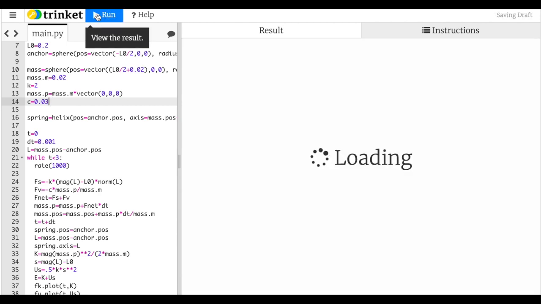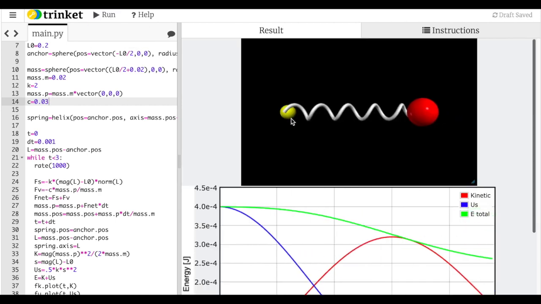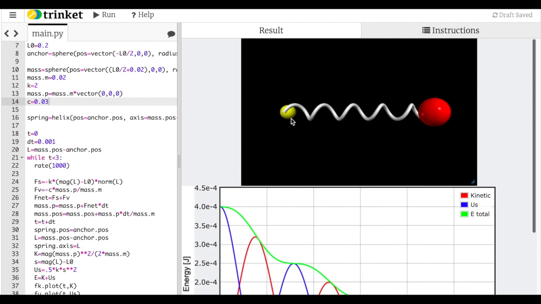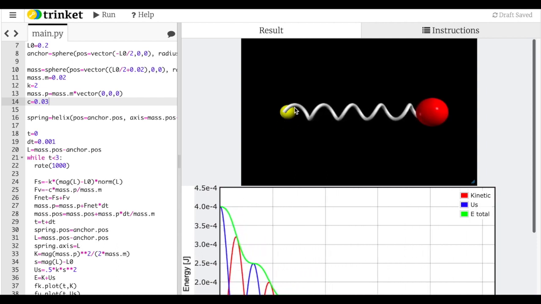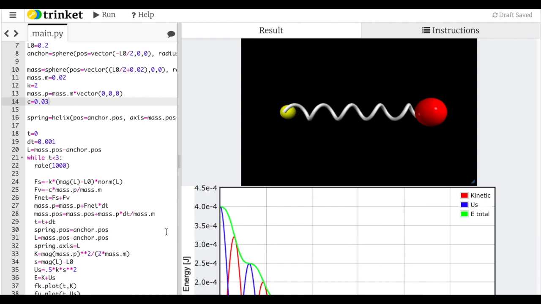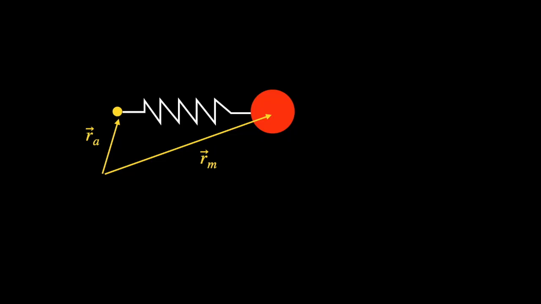Okay, now we get to make it a damped driven oscillator. I want to drive the thing. And I'm going to do that by moving this anchor point. So let's go back and I'm going to show you how to make this work. Okay, so here is the same picture I had before that shows the location of the anchor and the location of the mass. What I want to do is take that anchor and just move it back and forth. And that will be my driving force.